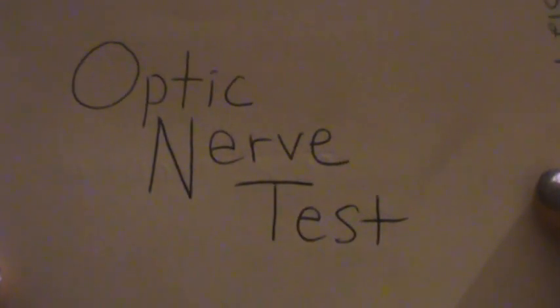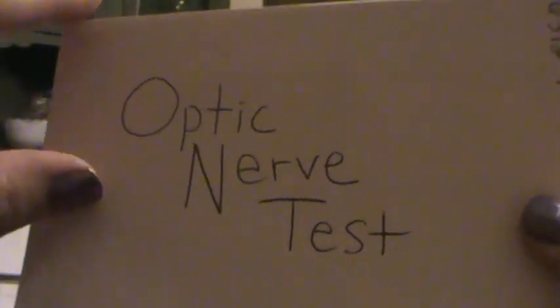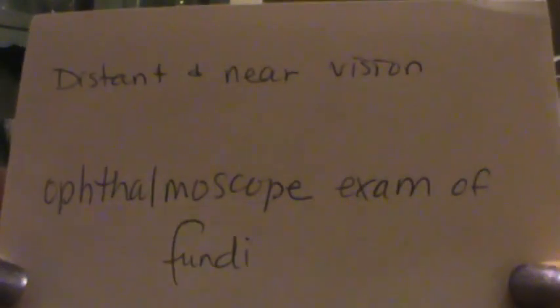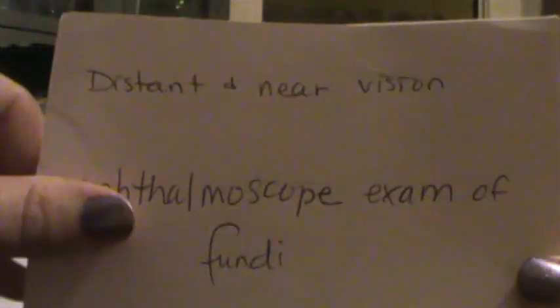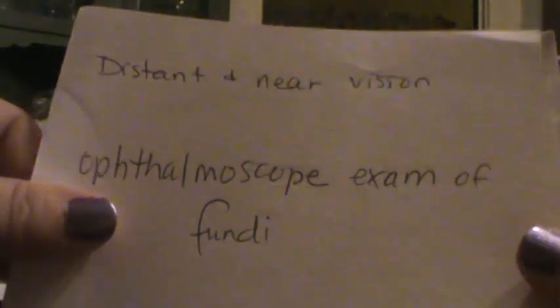The optic nerve test. How do we make sure the optic nerve is working? First of all, it tests distant and near vision, and this is why we're using the ophthalmoscope during our assessments. We examine the fundi to make sure that that cranial nerve is intact.